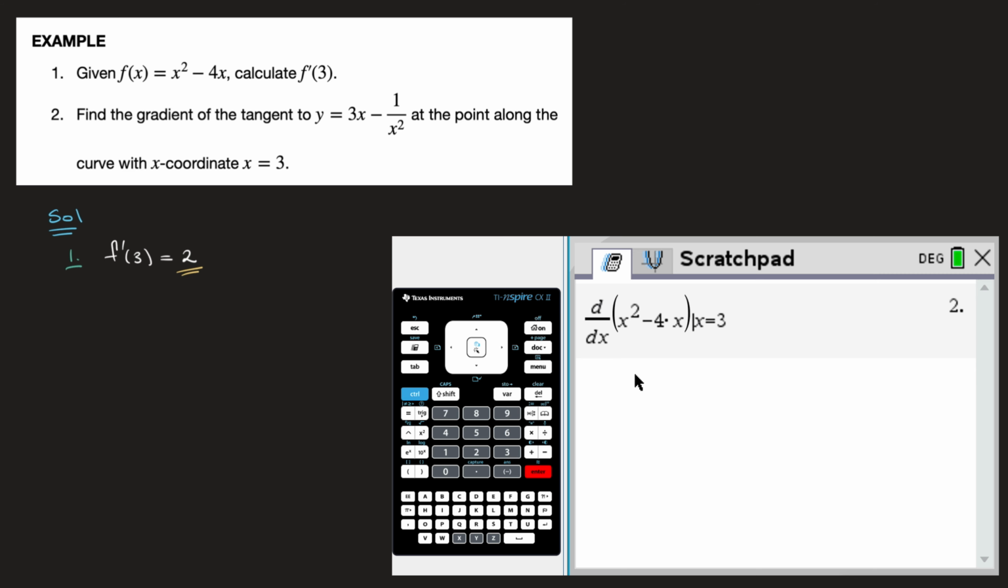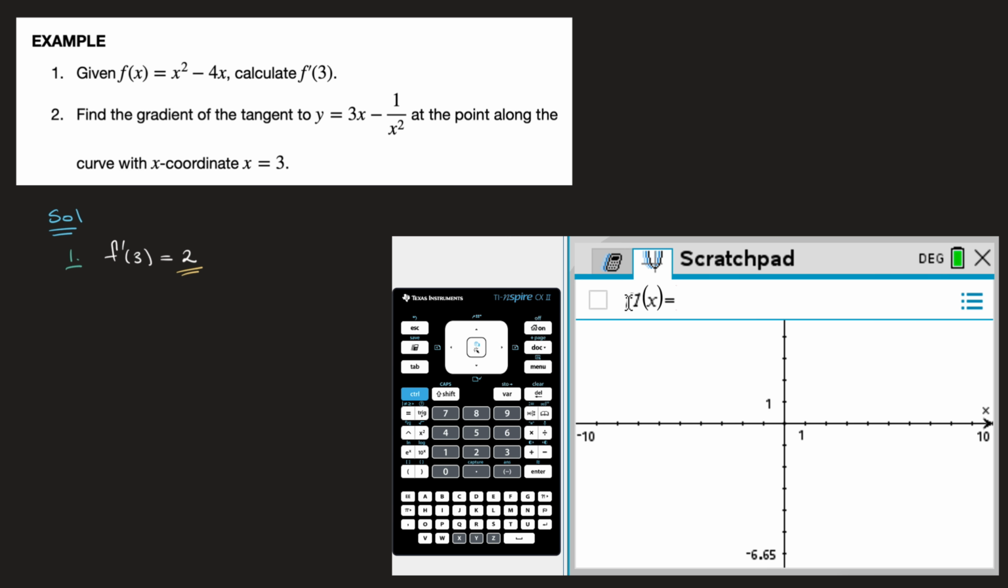And to do that, we're going to go to the graph page of the Scratchpad. And so I can select that in the upper left-hand corner of the screen simply by clicking on the graph. And now I'll define my function f1 of x. Again, that's for question 2 here, in which we're told find the gradient of the tangent to y equals 3x minus 1 over x squared at the point along the curve with x-coordinate x equals 3.